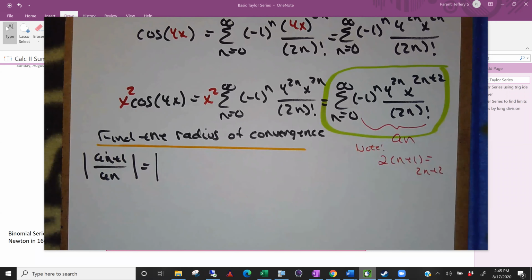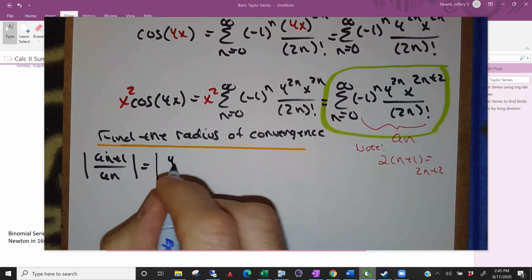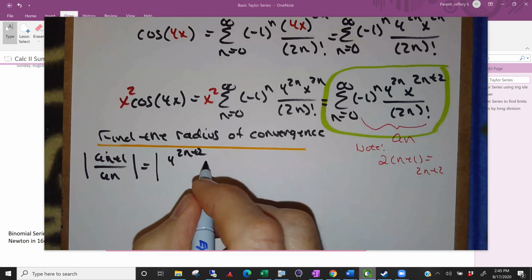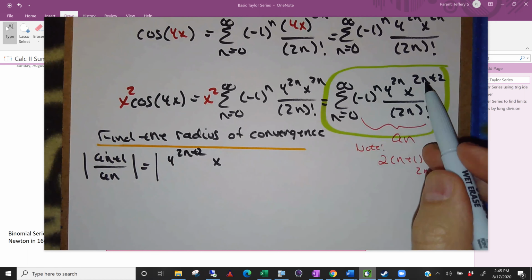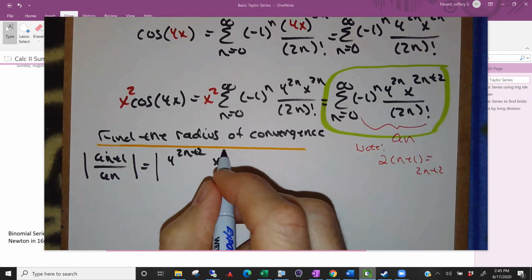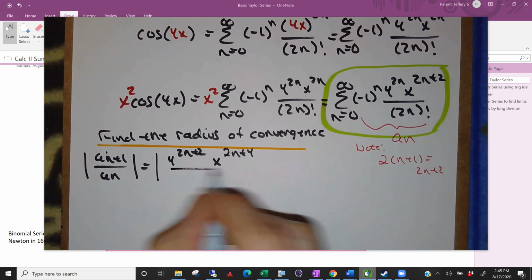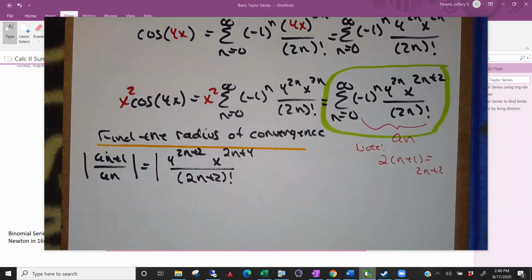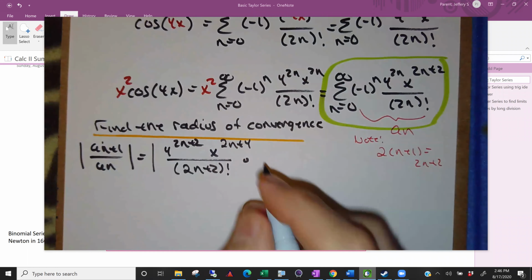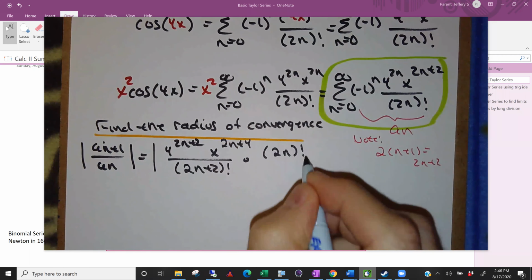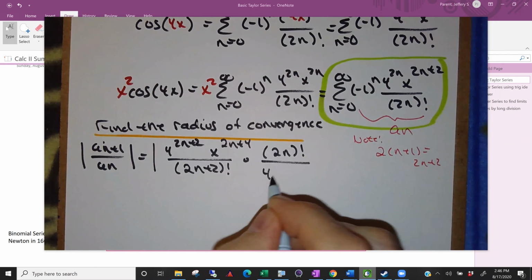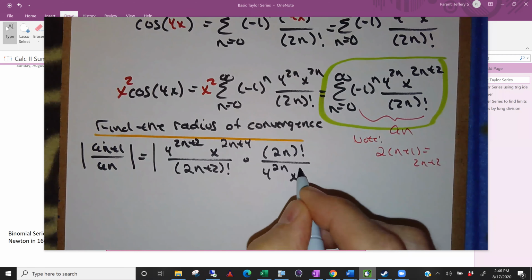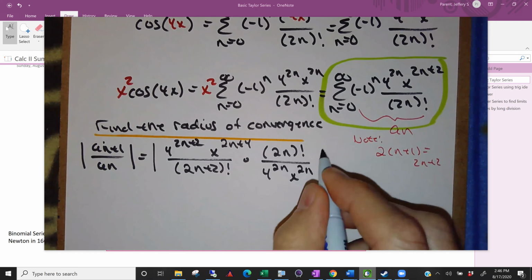So as I do the first term, a sub n plus 1, I'll have 4 to the 2n plus 2, x to the, if I put in an n plus 1 there, 2n plus 4, over 2n plus 2 factorial, times the reciprocal of this term, which is going to be 2n factorial, 4 to the 2n, x to the 2n, in absolute value.